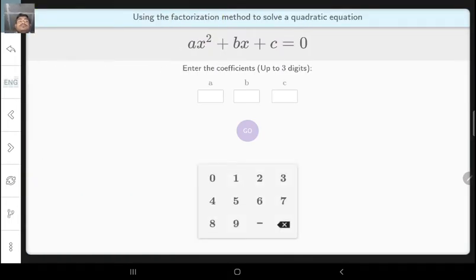Enter a quadratic equation and see how the factorization method can be used to solve it.